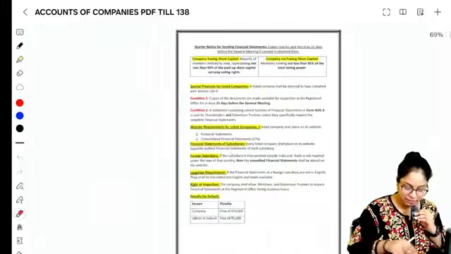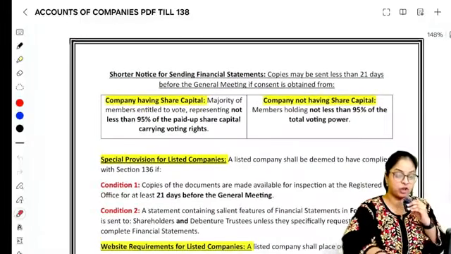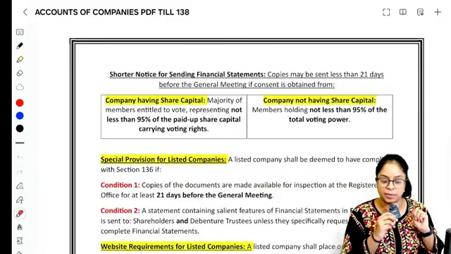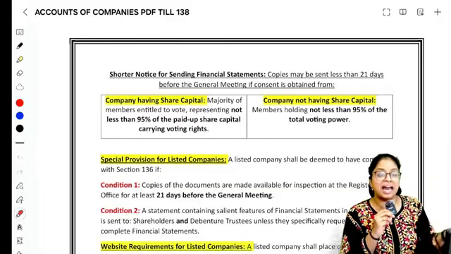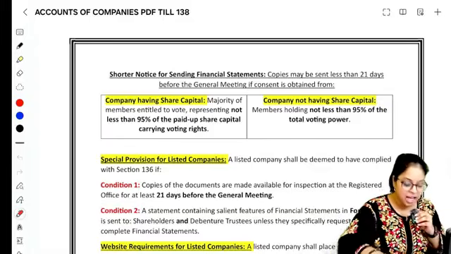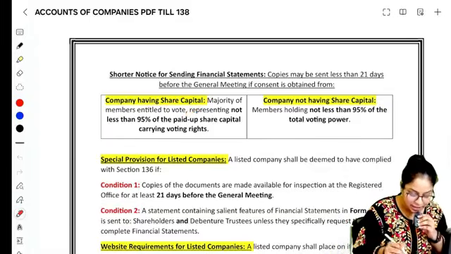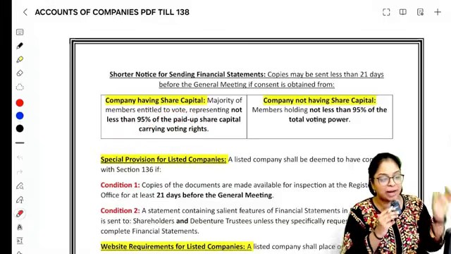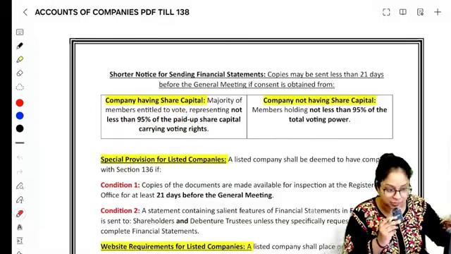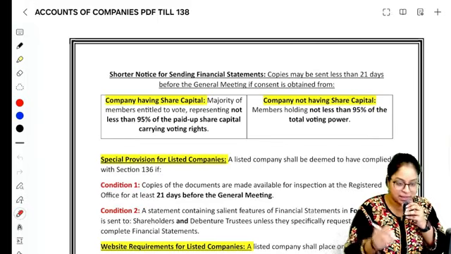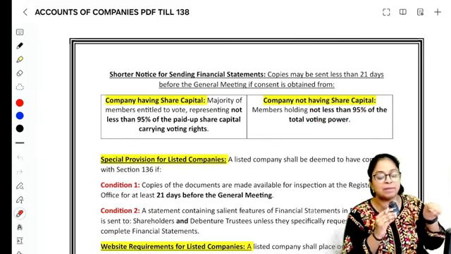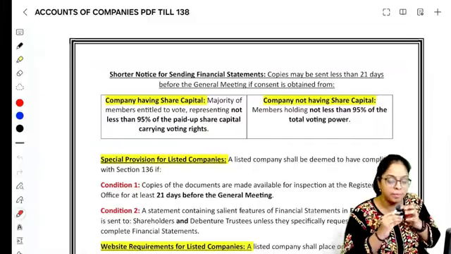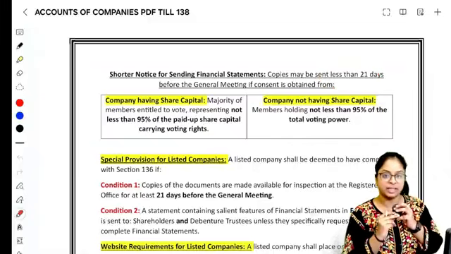documents, right? And the next thing that they're telling is, can we have a shorter notice? Same thing you have studied in your chapter number 7, management and administration also. Yes, you can have a shorter notice, provided if it's a company having share capital, then majority of the members who are having not less than 95% of the paid up share capital should agree for the same. And if you're a company not having share capital, then not less than 95% of the members who have voting power should say, okay, we have no problem even if it comes in less than 21 days.